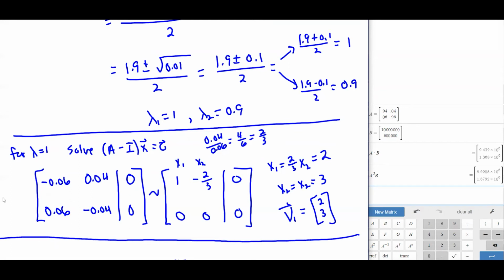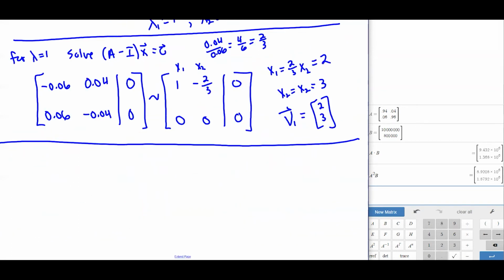Right, we're going to do this again for 0.9. So I need to solve (A minus 0.9 times I) times x equals 0. I forgot the times I. I'm trying to write too fast.